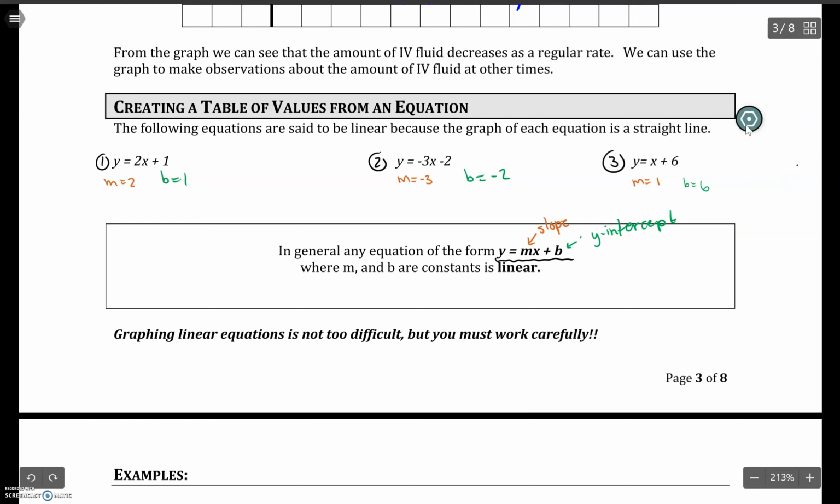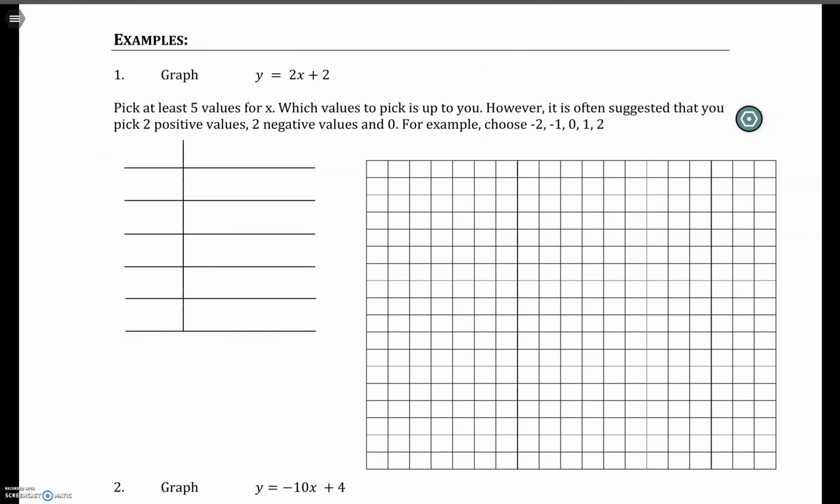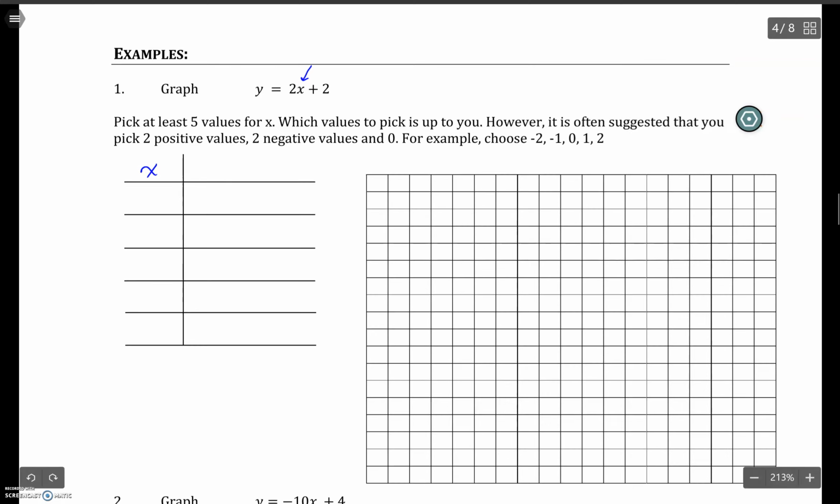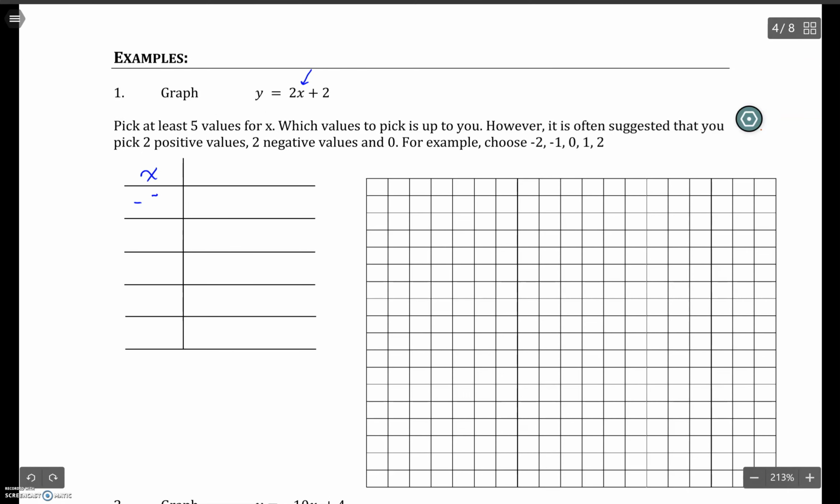Okay, so we're going to go through a few different examples on how to create tables of values and graph from an equation. Our first equation here is y is equal to 2x plus 2. Remember that x is our independent variable. It means that we can choose those values and they aren't affected by any other parts of the equation. For my table of values, I'm going to choose 5 values to make a nice graph. A line can be created with only 2 points, but by making a table of values with 5 values, it's better for consistency.